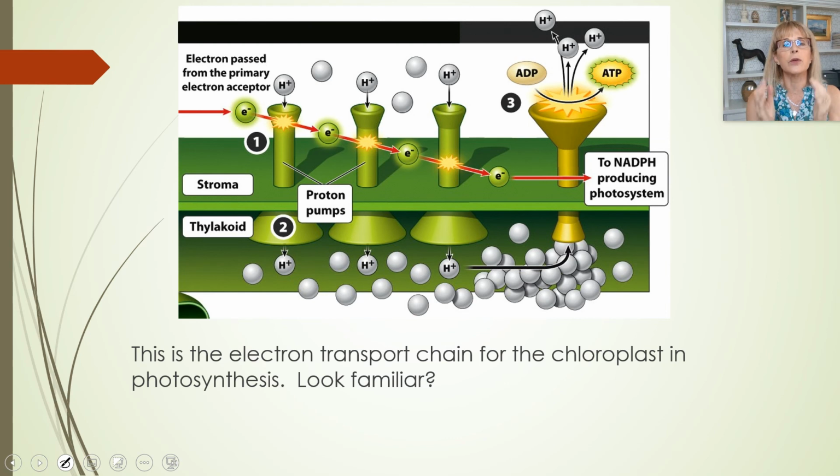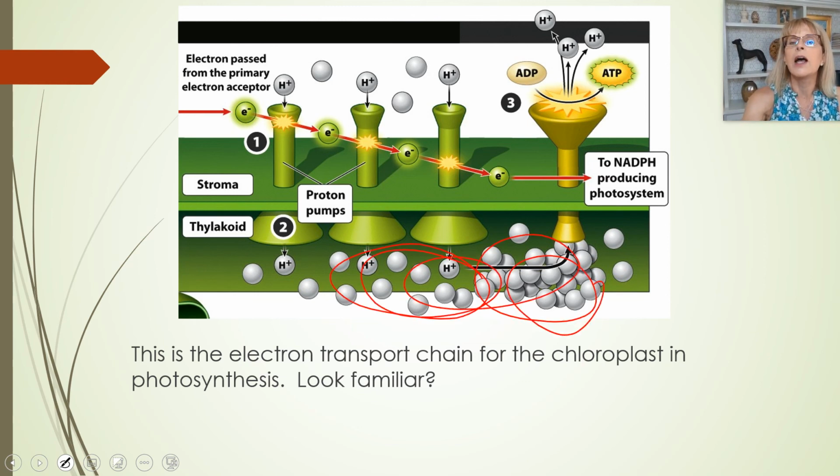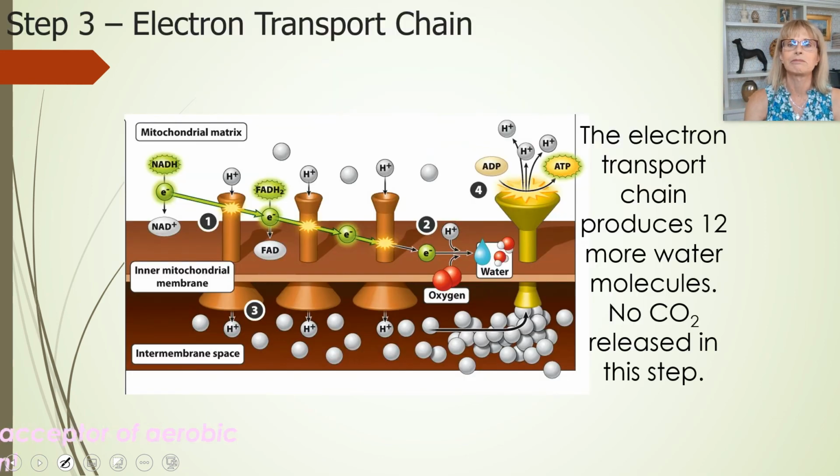This image here is from next week's lecture on photosynthesis. And in next week's lecture on photosynthesis, we'll see another electron transport chain that uses different proteins, but the same logic, forcing protons into a space, making them crowded, allowing them to leave to power the creation of ATP. Okay? So step 3, the electron transport chain, this is where all of the excitement happens.